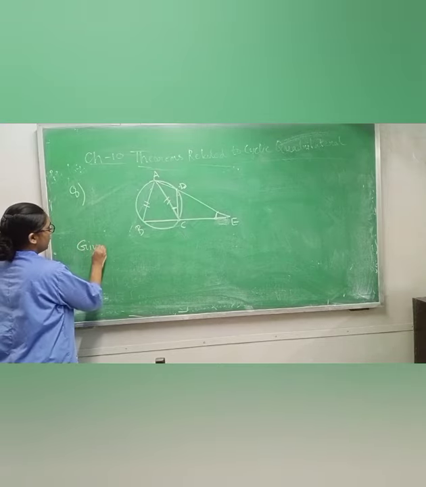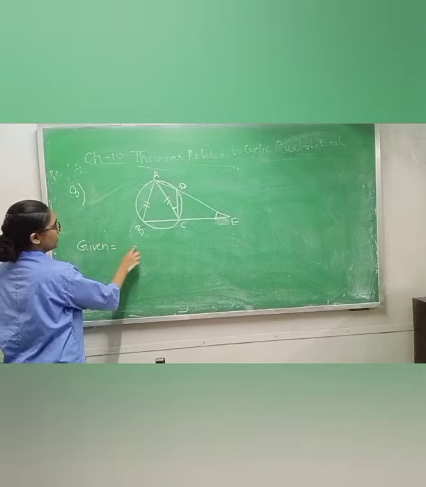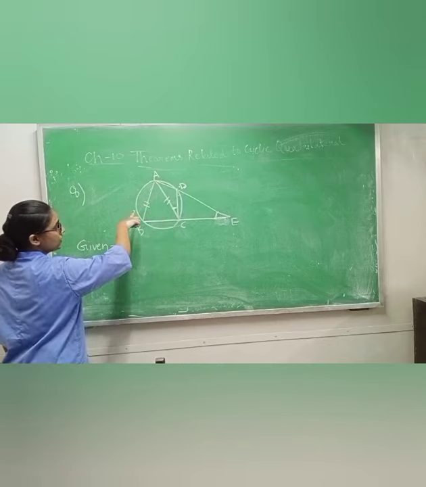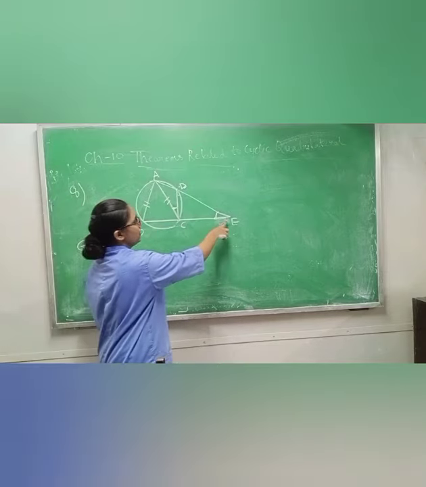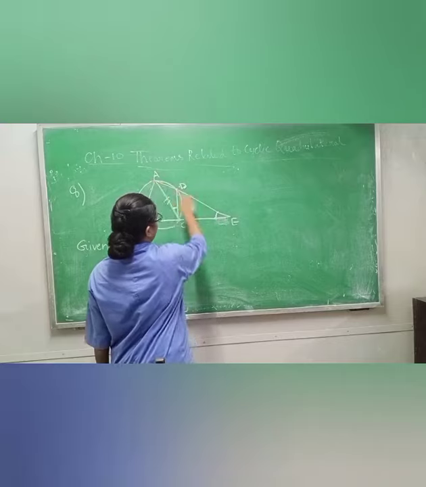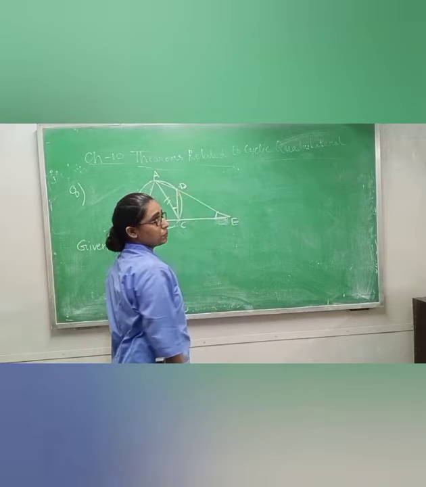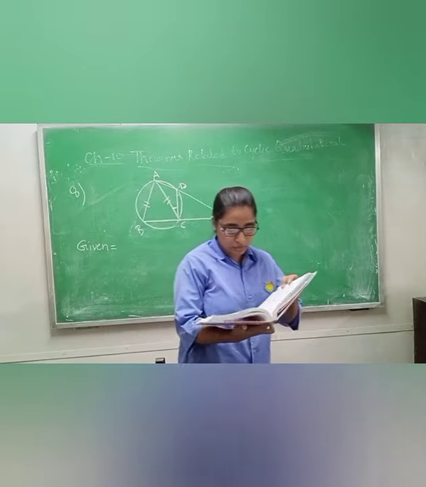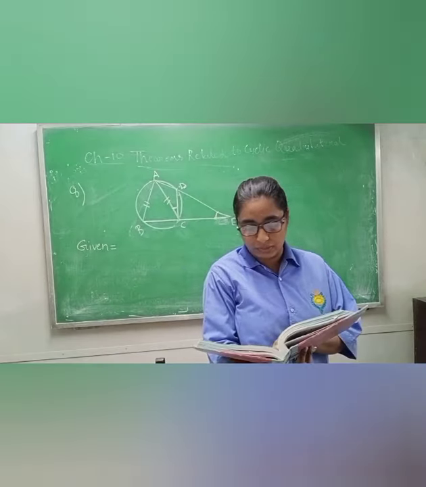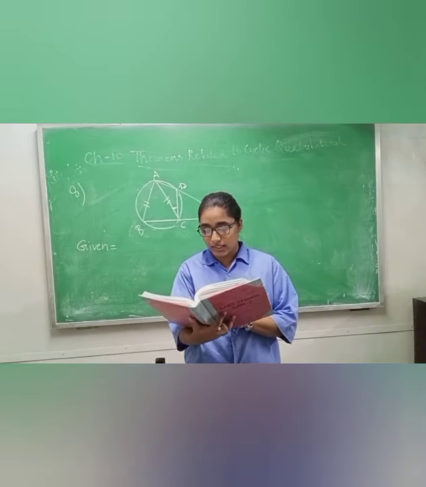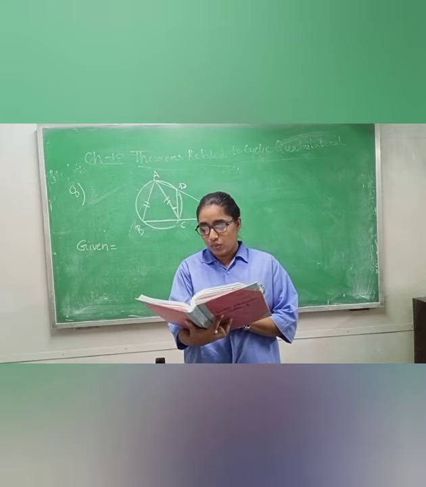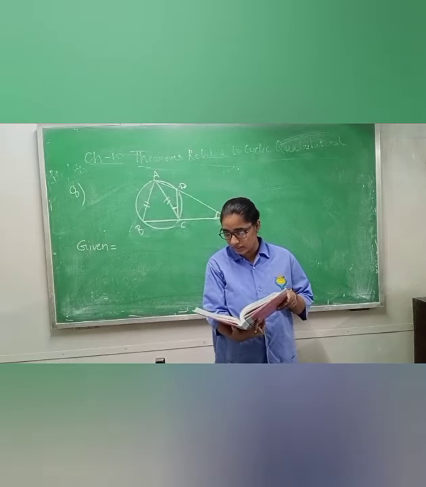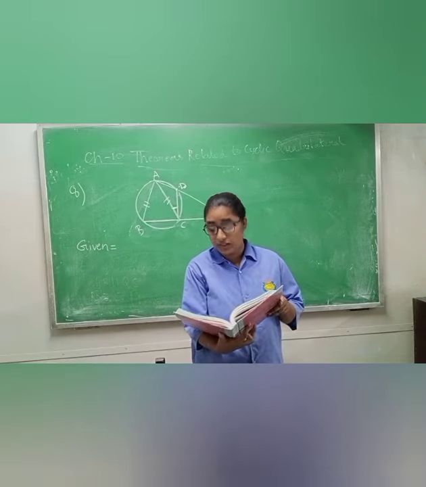First, in the given part we will write: ABC is a triangle in which AB is equal to AC and ABC is a circle. BC is extended to the point E, and when AE is joined, it intersects at the point D. I am not writing the given part. You write it from your book. You know how to write. Only you have to copy from the book. You will write: a triangle ABC of which AB equals AC and E is any point on extended BC.